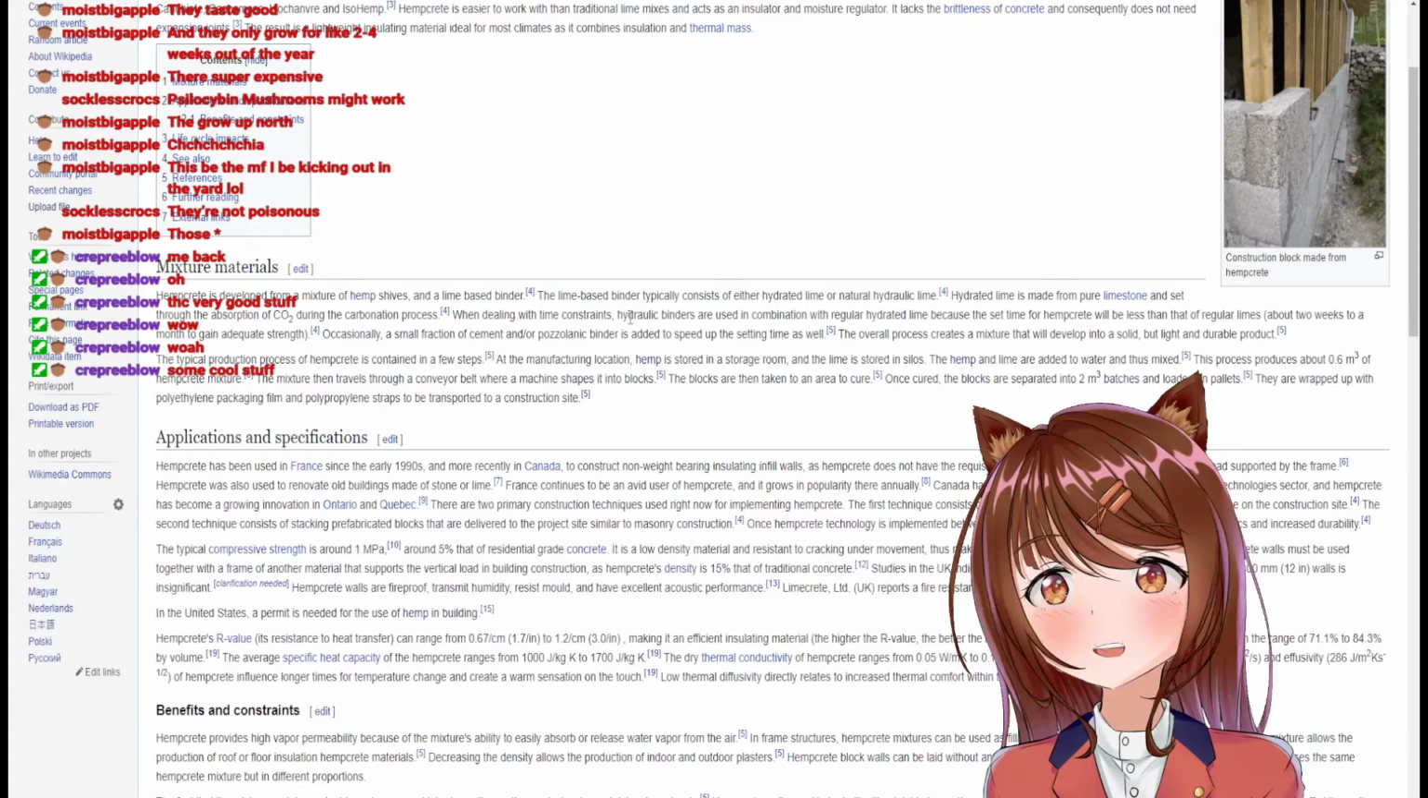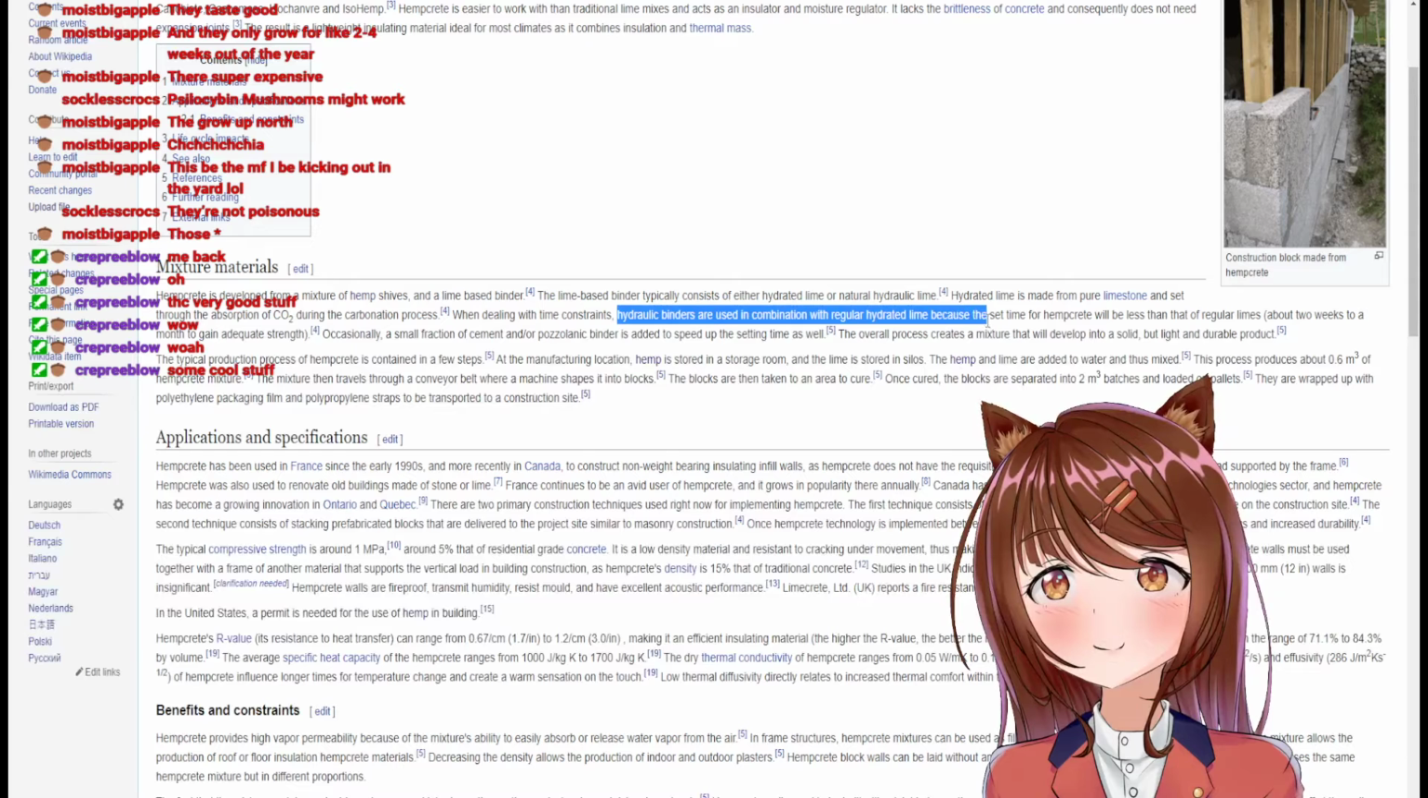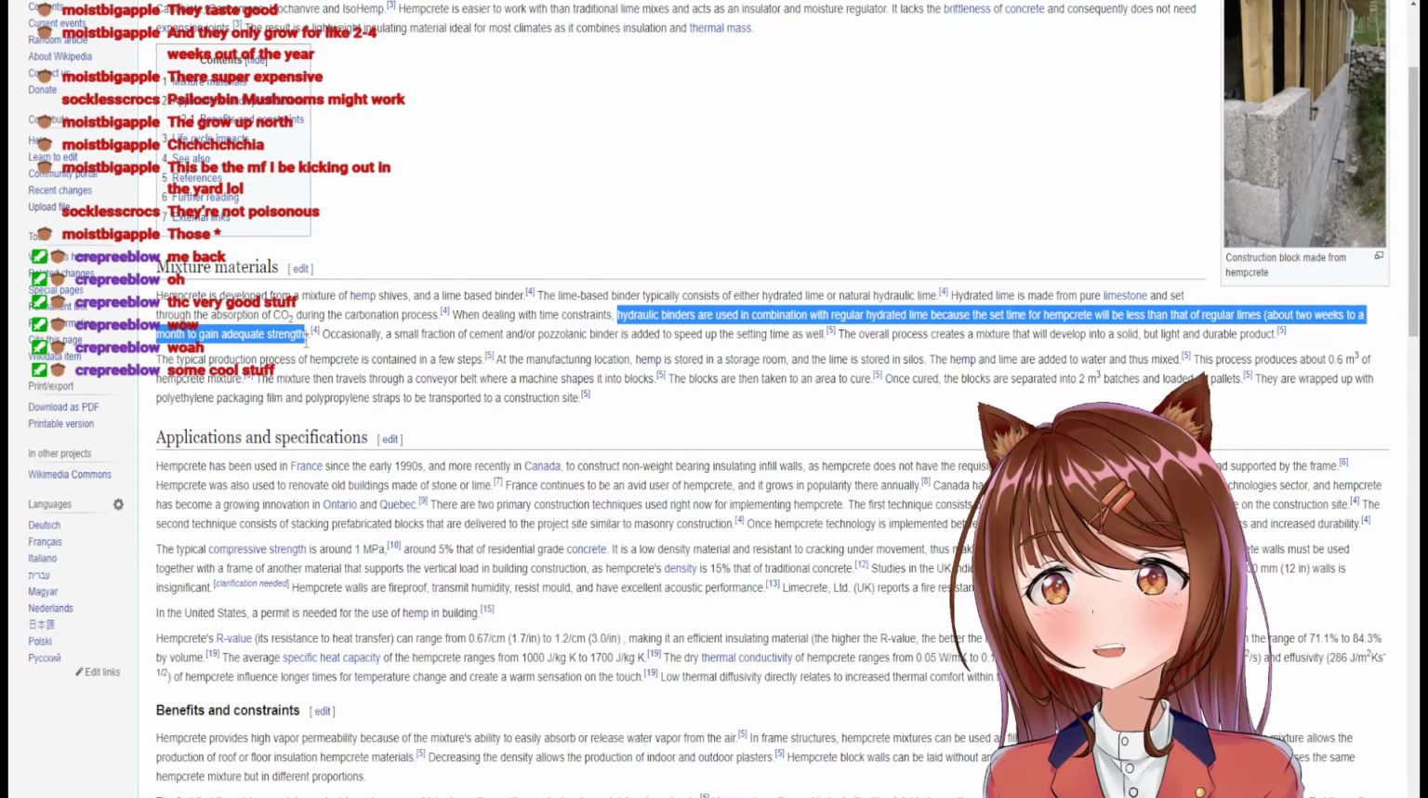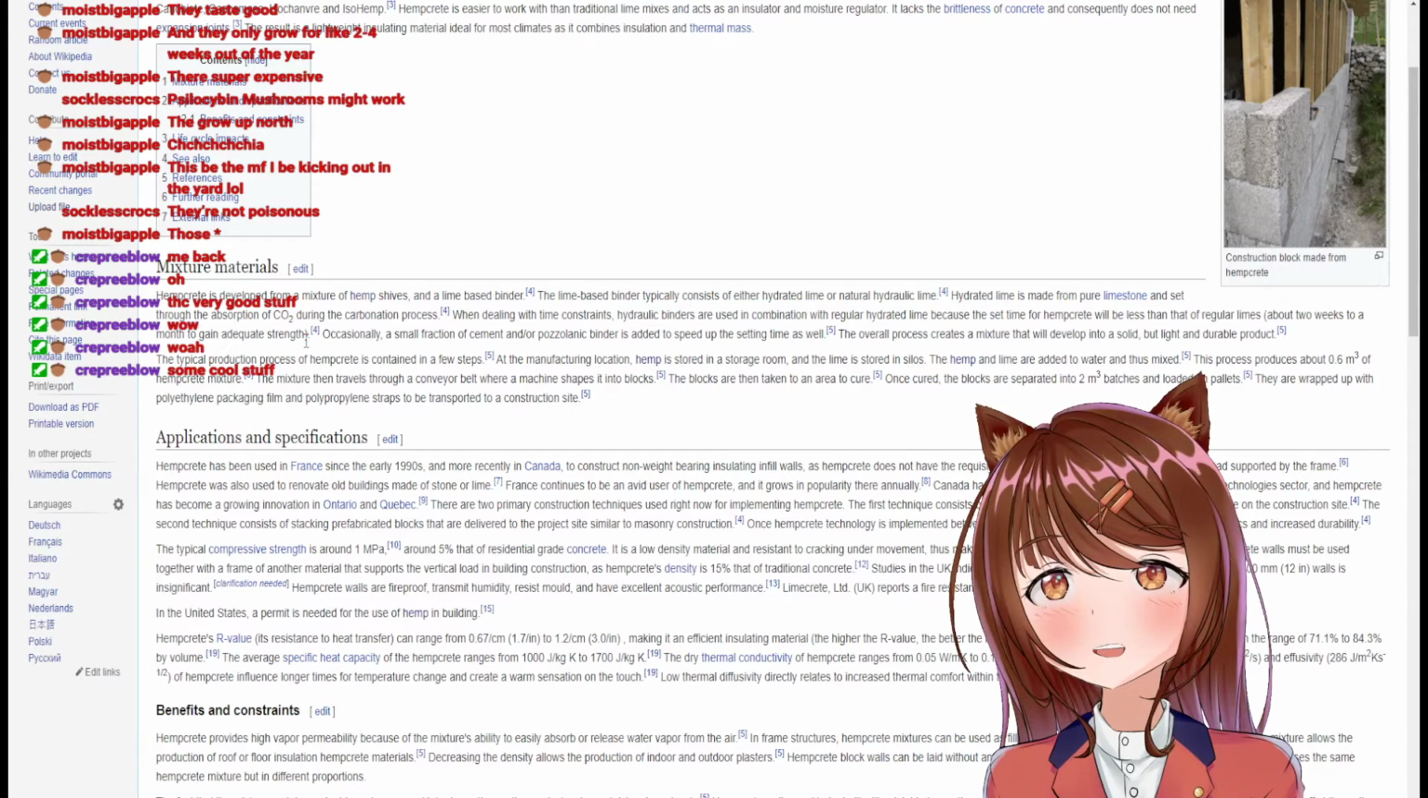When dealing with time constraints, hydraulic binders are used in combination with regular hydrated lime, because the set time for hempcrete will be less than that of regular limes, about 2 weeks to a month to gain adequate strength. Huh. Occasionally, a small fraction of cement binder is added to speed up the setting time. Okay. It's also lighter than normal concrete. Okay.